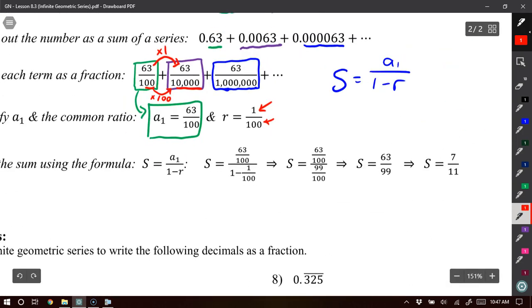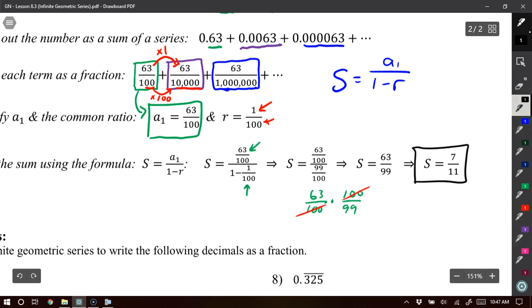So I plug everything in, and that's what this last step is doing. I have 63 over 100. Boom. I have my common ratio, 1 minus 1 over 100. So that would be 63 over 100 over 99 over 100. And in this case, I'll show it down here. What I did was I flipped and multiplied. So 100 on top, 99 on bottom. Look at that, those 100s are going to cancel out. And then, as always, because this is math class, simplify your fractions. 63 over 99 is 7/11ths.